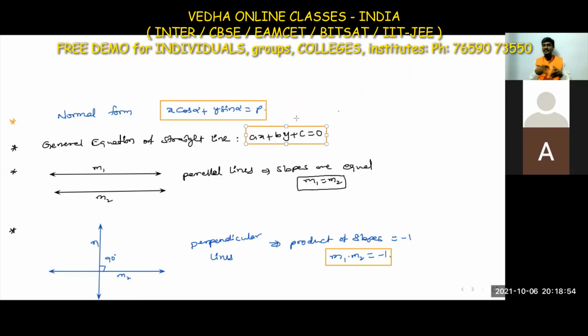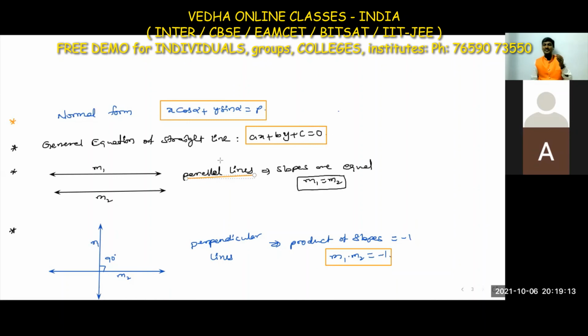Yes, last once again. Two lines are perpendicular: m1 m2 is equal to -1. Two lines are parallel: m1 is equal to m2. Very good. Okay, what is the general equation of a straight line?